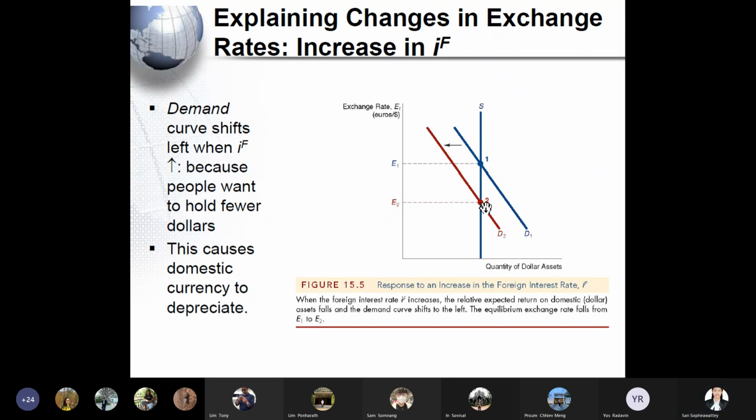And we start at point 1, for example. In this case, it will shift the demand curve to the left, putting pressure on the exchange rate to decrease from E1 to E2. So when the foreign interest rate increases, the relative expected return of the domestic asset, here the US dollar, decreases, and the equilibrium exchange rate falls, or we say the exchange rate now depreciates.